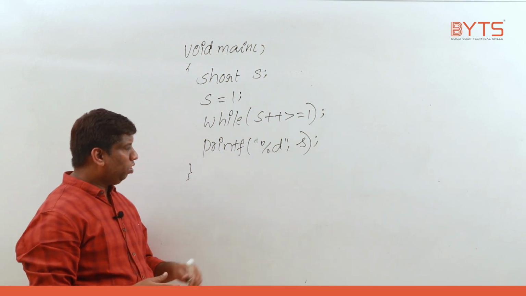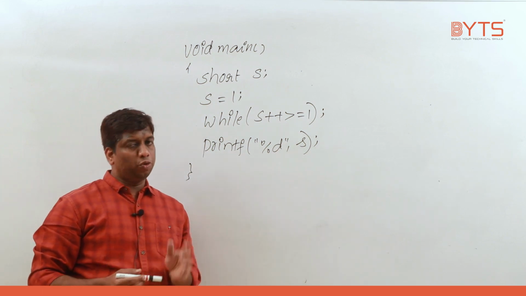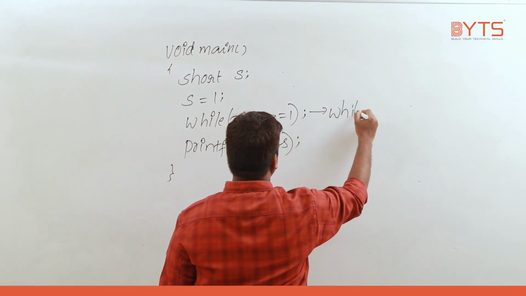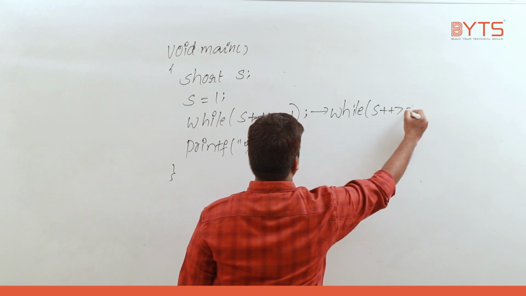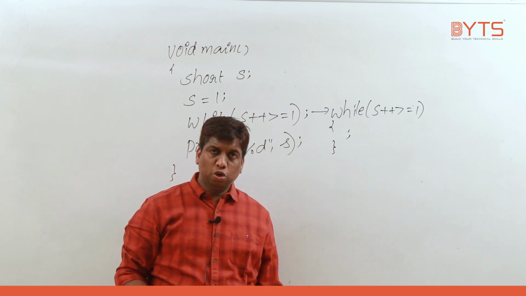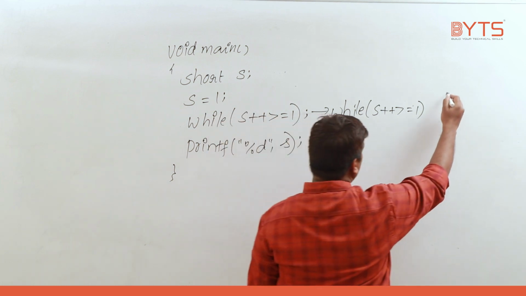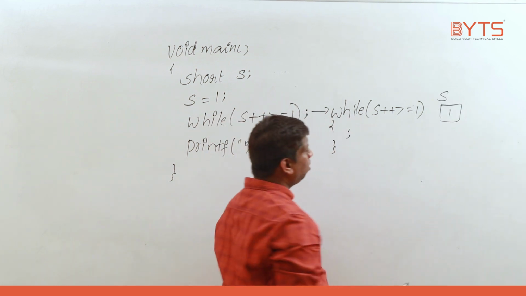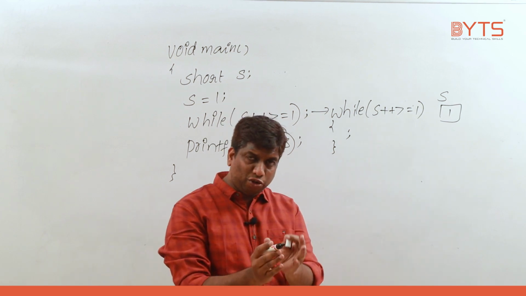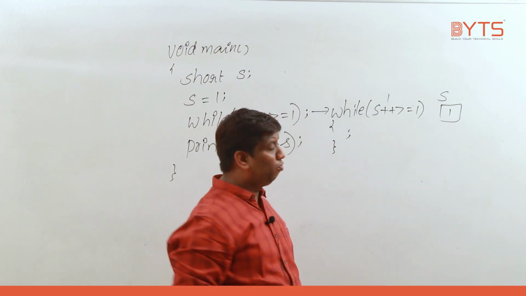First point: whenever we are not giving any body for while, up to the first semicolon is the while body. Means internally this piece of code is converted as while s plus plus greater than or equal to 1 semicolon. In the previous classes we discussed only semicolon is valid. Now, what is the current value of s? 1. Is this pre-increment or post-increment? Post-increment. Post-increment means I need to substitute the current value, and whether the condition is true or false, as discussed earlier, we need to increment it.